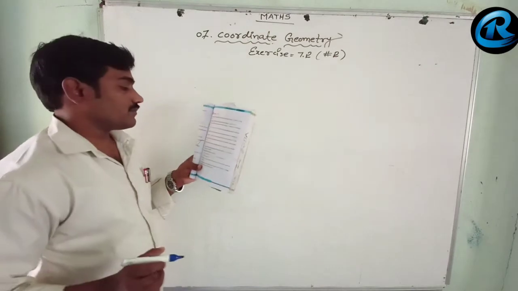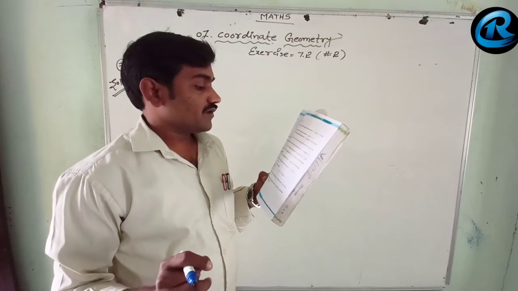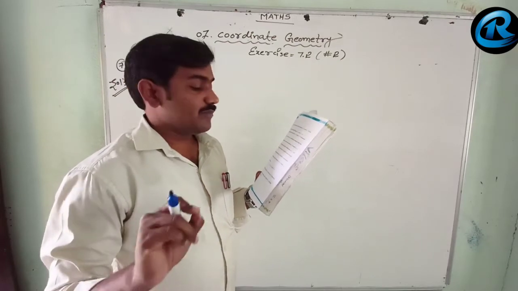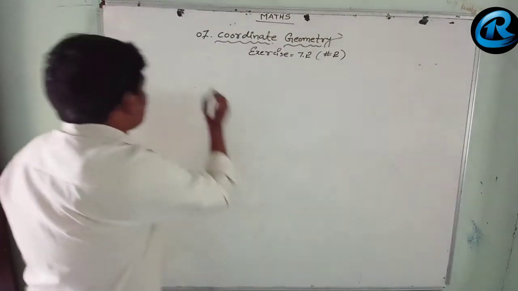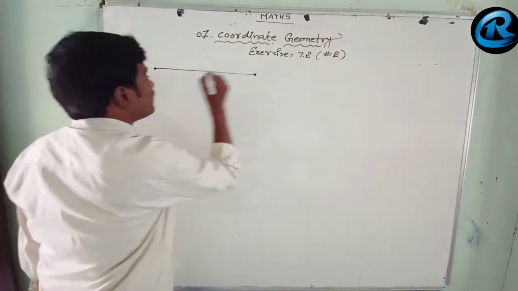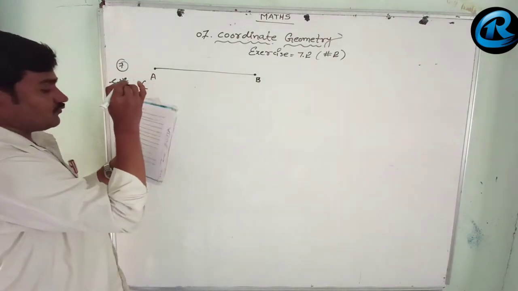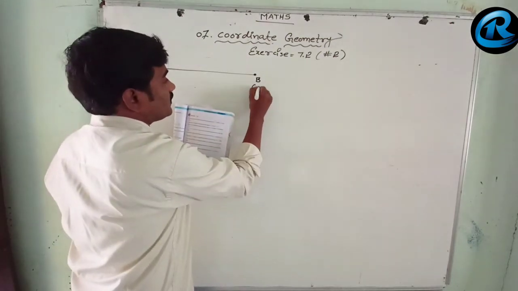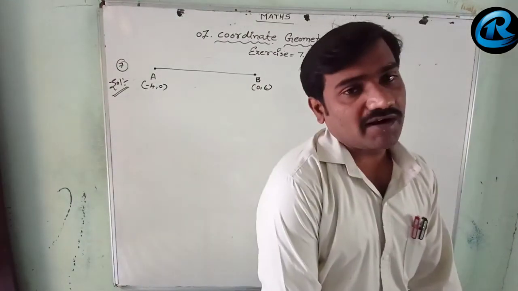Here the question number 7. Find the point which divides the line segment joining A minus 4 comma 0 and B 0 comma 6 into 4 equal parts. A is given, the point minus 4 comma 0, and B is given, the point 0 comma 6. This AB line segment is divided into 4 equal partitions.